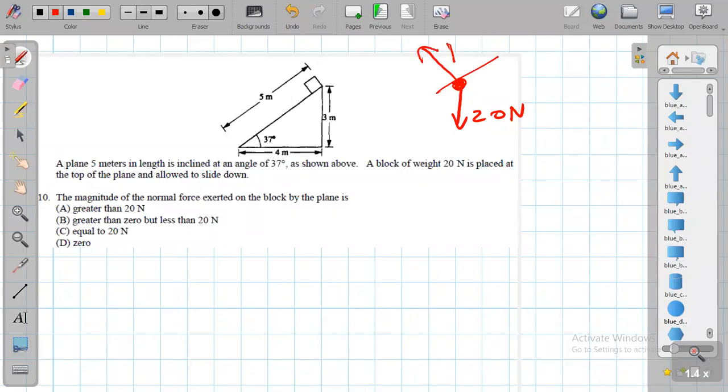This is a really simple question. The normal reaction force. So what is it going to be? There is an angle of 37. When you construct this, it is going to be 20 cos 37. Is that greater than 20 Newton? Definitely no. Is that equal to 20 Newton? Also definitely no. It's not 0. Greater than 0 but less than 20. The answer is yes, this one, B.